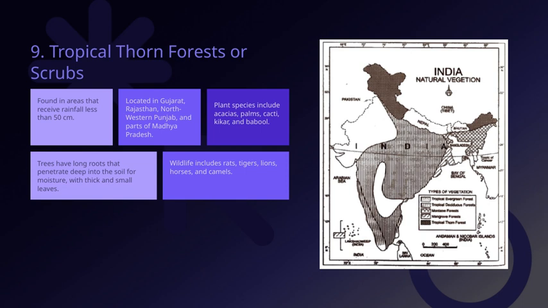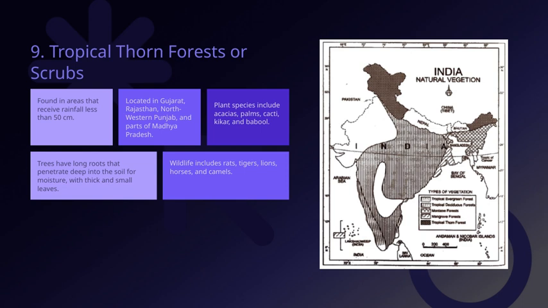The wildlife in these areas is quite diverse, including animals like rats, tigers, lions, horses, and camels, all of which are adapted to survive in these arid conditions. When it comes to plant species, acacias, palms, cacti, kikar, and babul are common. These plants are specially adapted to withstand drought and poor soil conditions. Understanding these ecosystems helps us appreciate how life adapts to challenging environments, and they form an important part of our overall biodiversity.